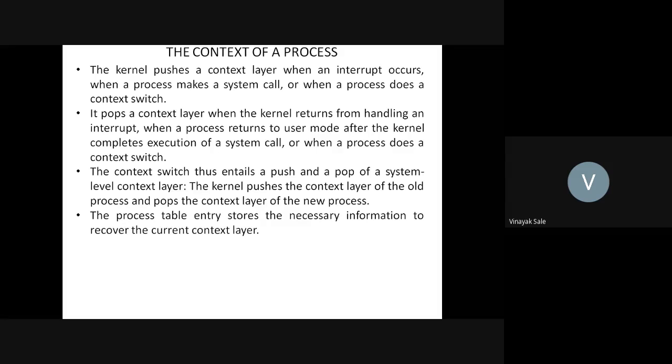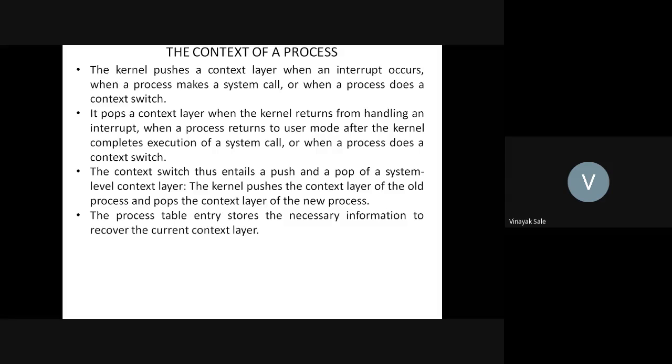The kernel pushes a context layer when an interrupt occurs, when a process makes a system call, and when a process does a context switch. It pops a context layer when the kernel returns from handling the interrupts, when the process returns to user mode after the kernel completes execution of the system call, or when the process does a context switch.